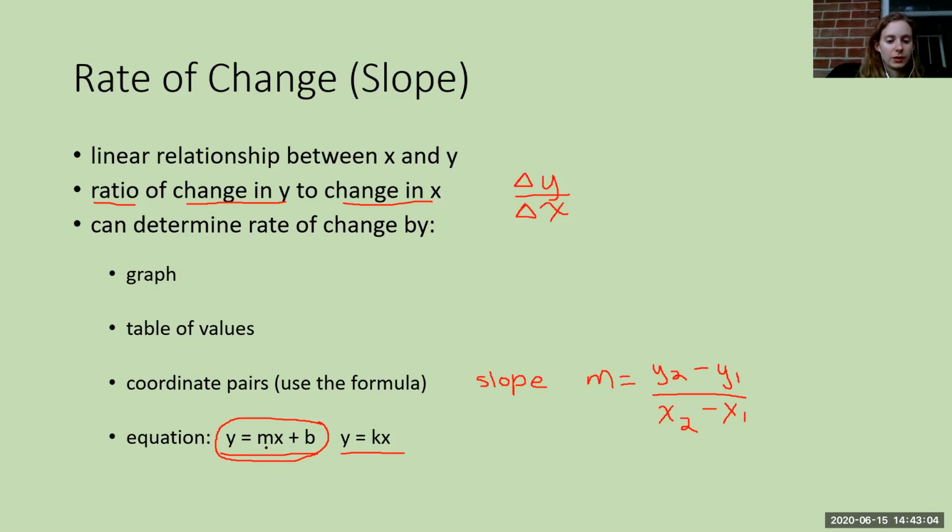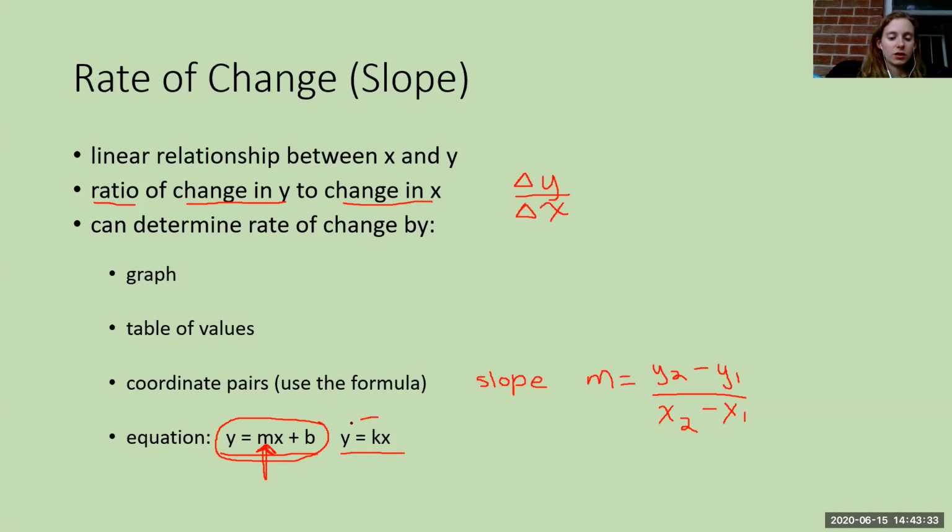So in slope-intercept form, the slope is right here. So it is always the number that's being multiplied with the x, or with the input variable. So this is saying y equals some number times x plus some other number. So y equals the slope times x plus some other number. So if we were looking at an equation that looks kind of like this, we would find the slope right here where the m is.